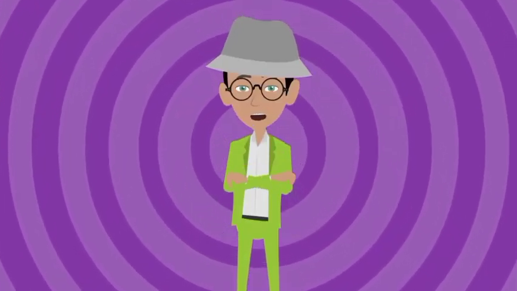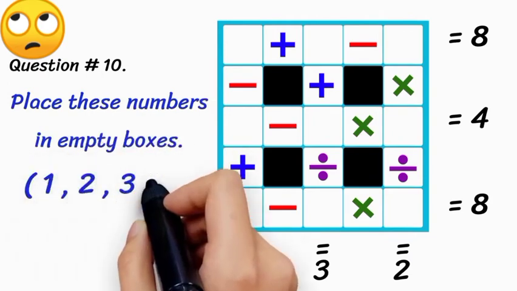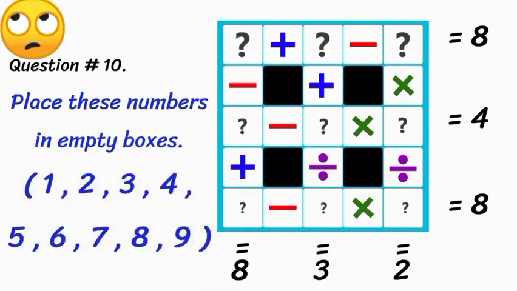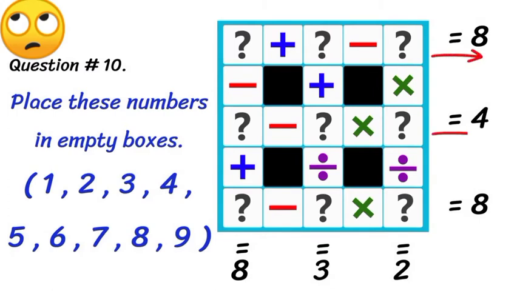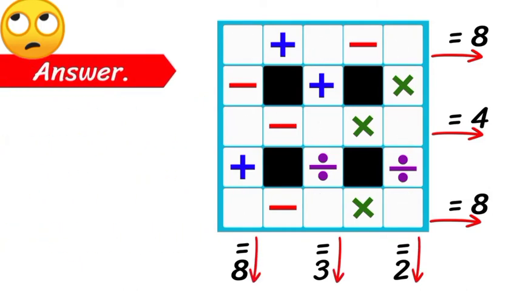Now it's time for a math puzzle. Place these numbers 1, 2, 3, 4, 5, 6, 7, 8, 9 in 9 empty boxes. We need to get the first row as 8, the second row as 4, the third row as 8. Column 3 as 2, column 2 as 3, column 1 as 8. Don't repeat the numbers. 9 plus 7 equals 16.